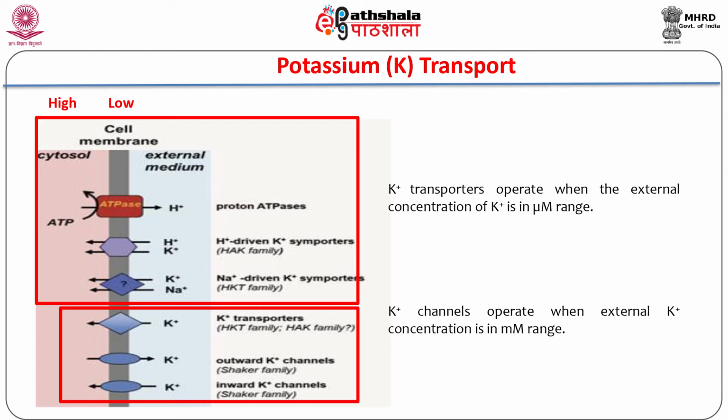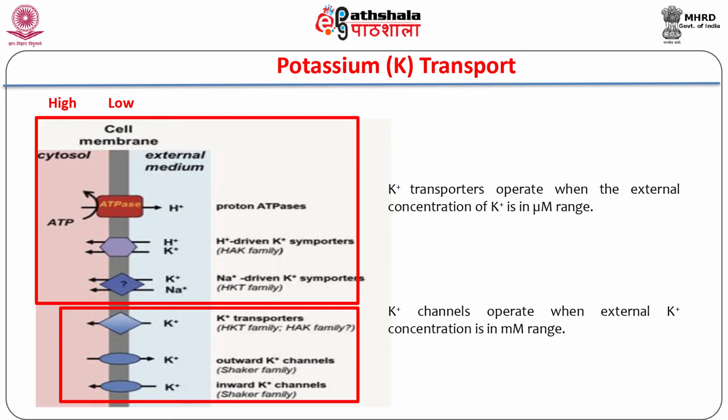Besides channels, there are transporter families that transfer potassium using the energy from a proton gradient generated by H+ ATPases. These include potassium uptake permeases belonging to the HAK family of transporters, the HKT family of potassium transporters, and others.